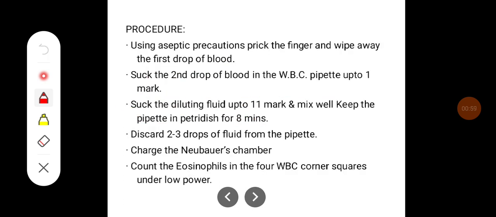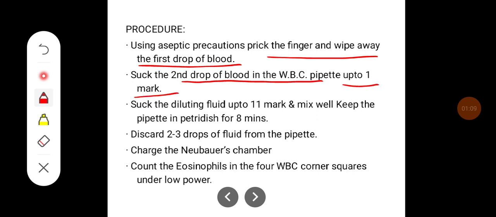Procedure: using aseptic precautions, prick the finger and wipe away the first drop of blood. Suck the second drop of blood into the WBC pipette up to the mark 1. Suck the diluting fluid up to the mark 11 and mix it well, and keep the pipette in the petri dish for 8 minutes. Then discard 2 to 3 drops from the pipette.